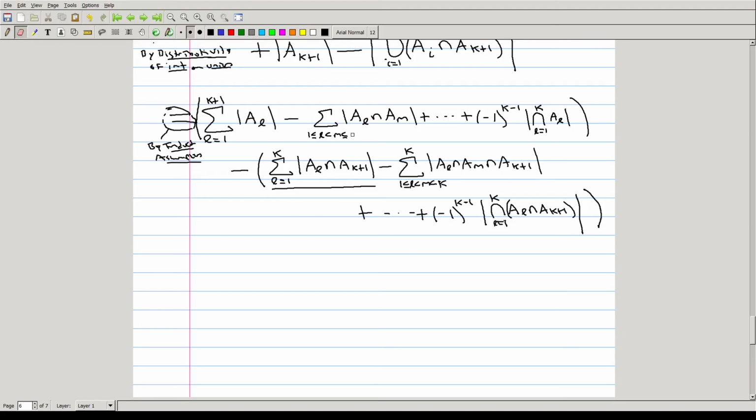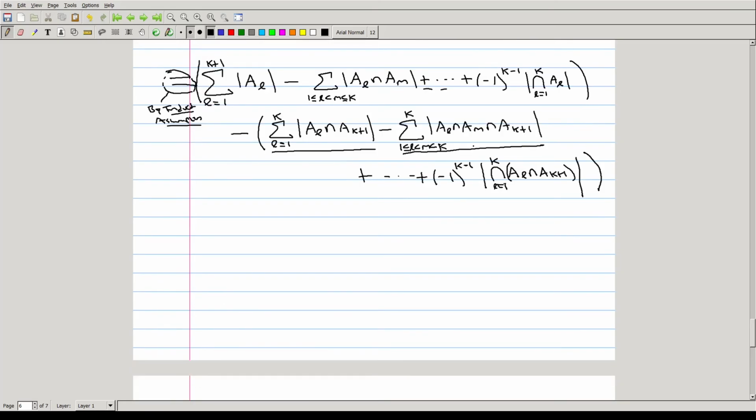Well, and this index right here should be K, because K is our maximum index from before. But the idea is that this sum of all of these sets is now just including all of the first intersections with K plus 1. And this same idea happens for the third intersections and the fourth intersections and so on and so forth, all the way up to and including this final term right here.